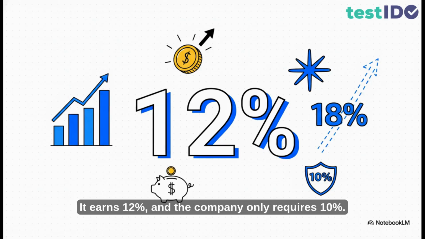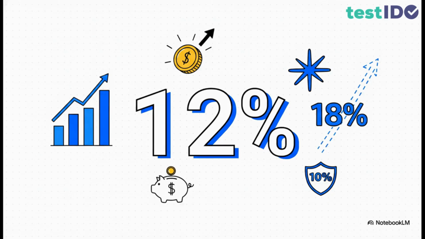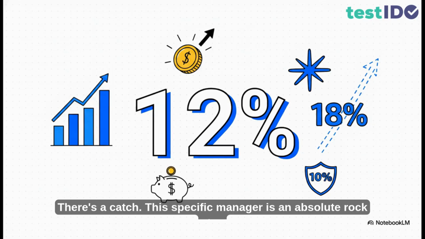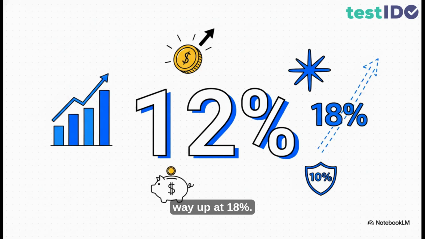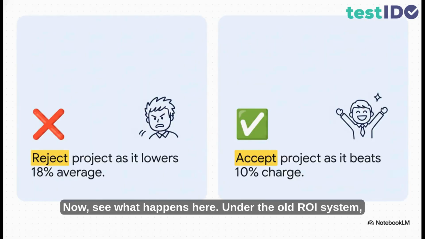It earns 12%, and the company only requires 10%. Easy yes. But there's a catch. This specific manager is an absolute rock star, and their current personal ROI for their division is sitting way up at 18%. Now see what happens here.